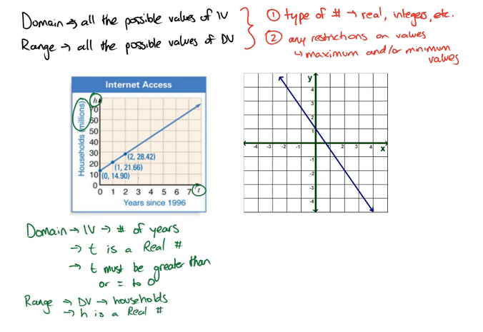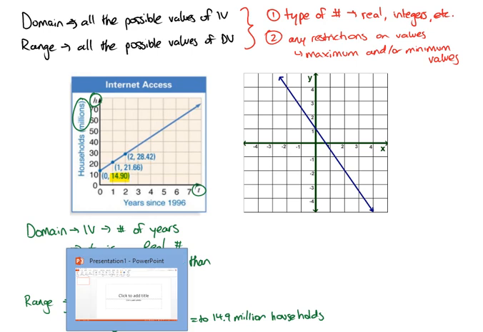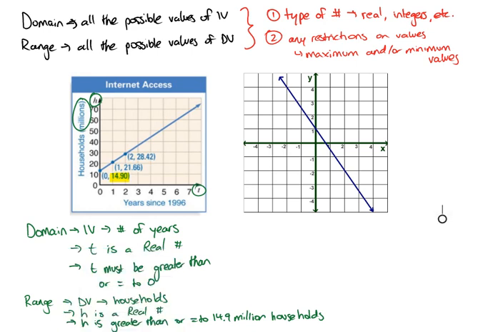But if you look at the starting point of the graph, what's really important is it starts at 14.9. So when we're looking at that information, we know that h is greater than or equal to 14.9 million, because again, that's the unit of measurement here. So 14.9 million households. Here we've defined the domain and range by looking at the type of number for each variable and for the restrictions that might exist on it.